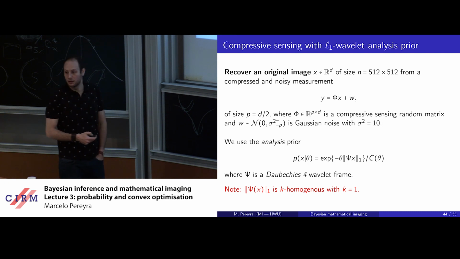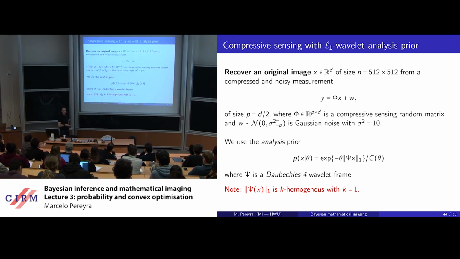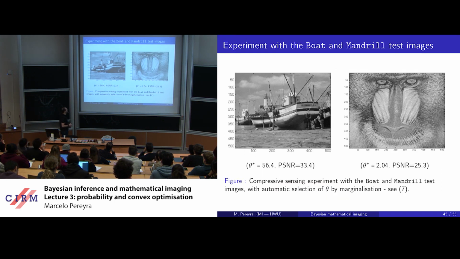So how does it work on an example? Well, standard compressive sensing setup, X is observed through phi. Phi is a compressive sensing matrix with random components that come from discrete cosine transform or something like that. It's a very standard compressive sensing setup. And I add some noise, and then I want to recover X, and I will use this analysis prior that promotes sparsity on a wavelet frame. And this is homogeneous, so I can apply my method. And I do that, and I recover a good value of theta in both cases, and good reconstructions with these two test images.